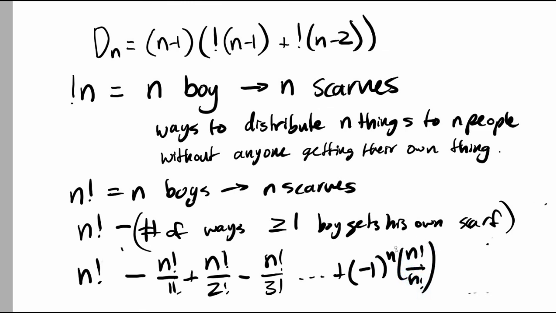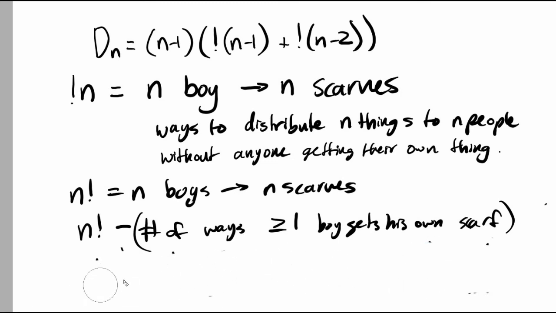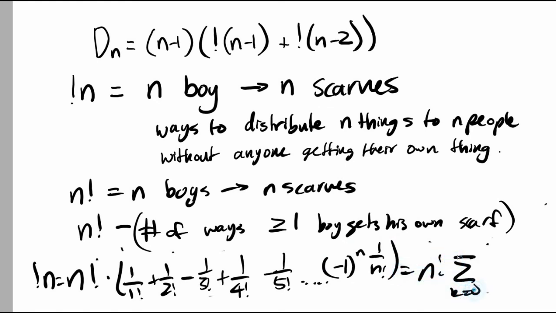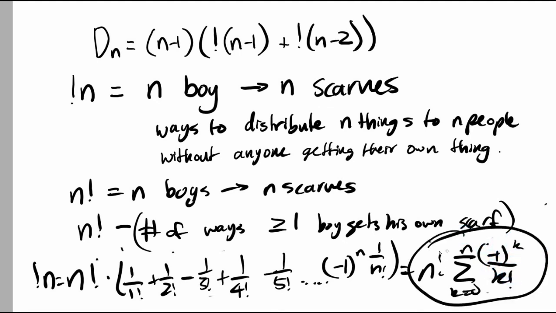So then we can factor out this stuff. Again, derangements of n is equal to n factorial times 1 over 1 factorial plus 1 over 2 factorial minus 1 over 3 factorial plus 1 over 4 factorial minus 1 over 5 factorial, and so on, all the way to negative 1 to the n times 1 over n factorial, which is equal to n factorial times the sum from k equals 0 to n of negative 1 to the k over k factorial. That equation is important. That seems like an easy enough equation to use.